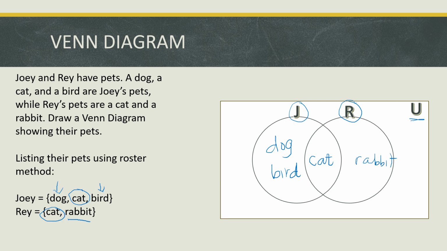So let us observe that on the circle of Joey, his three pets are there. In the circle of Ray, his two pets are there. So this is how we're going to show a Venn diagram.